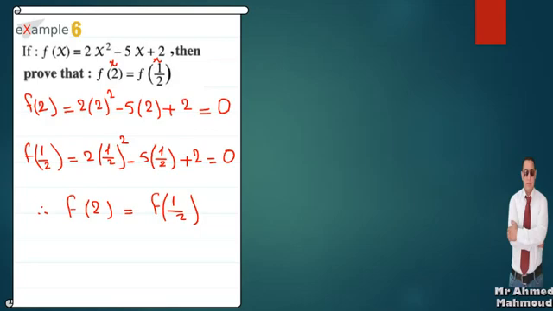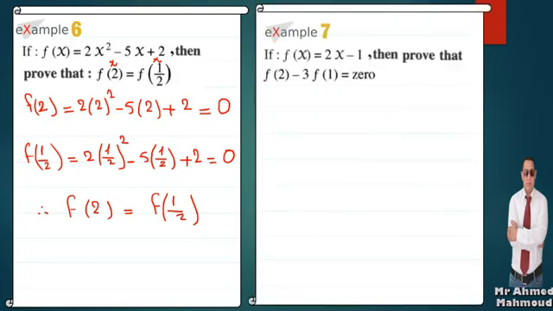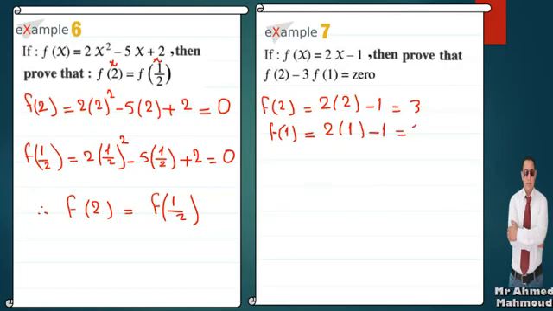The next example. If f of x equal 2x minus 1, prove that f of 2 minus 3 f of 1 equals 0. First, I will find f of 2 and f of 1. F of 2 equal 2 times 2 minus 1 equals 3, and the f of 1 equal 2 times 1 minus 1 equals 1.